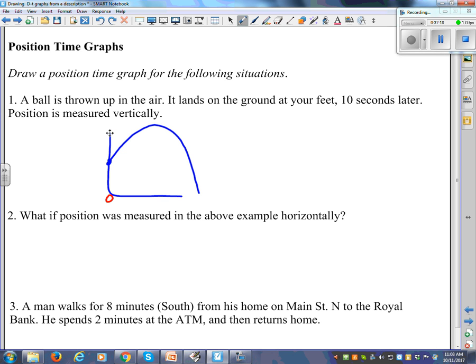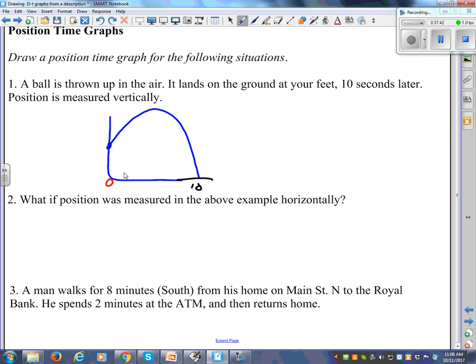Is that what you had? Something like that? Close? Don't erase what you had. Put the right answer. Don't erase. You can learn something from your mistake. Why is it curved? Because it's slowing down on the way up and speeding up, going faster on the way down.